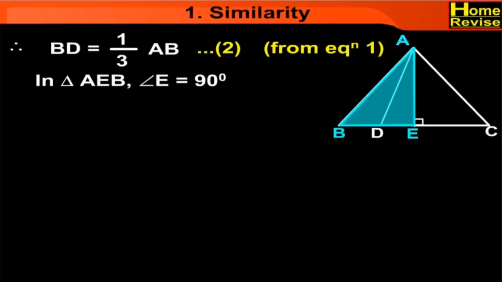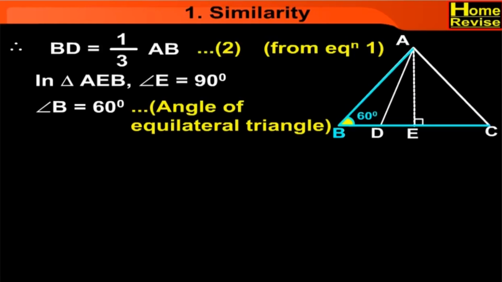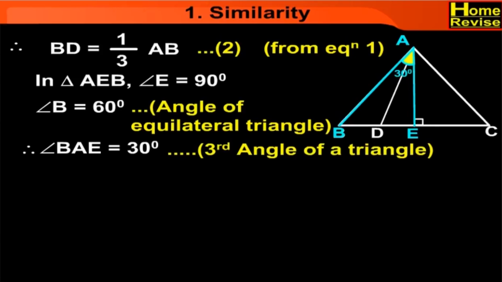In triangle AEB, angle E is equal to 90 degrees. Angle B is equal to 60 degrees. Reason: angle of equilateral triangle. Therefore, angle BAE will be equal to 30 degrees. Reason: third angle of a triangle.